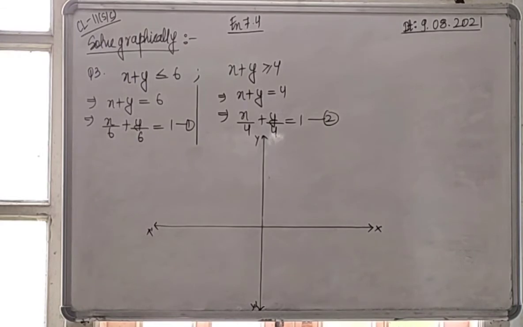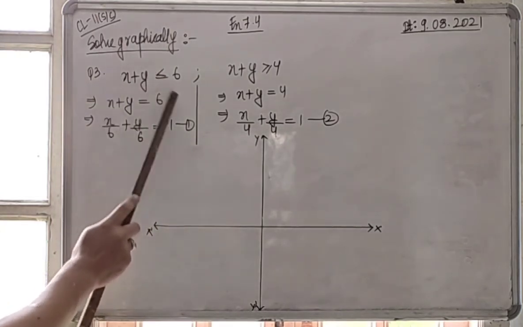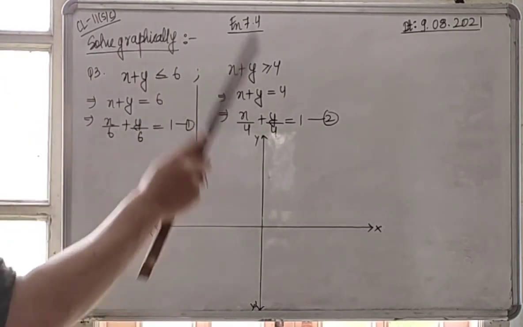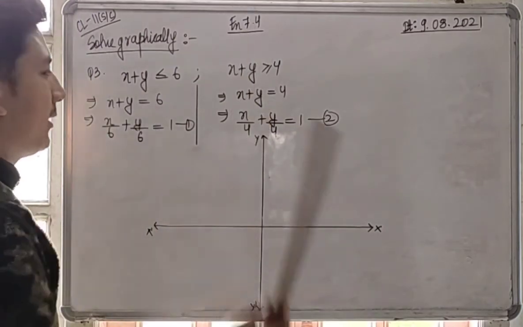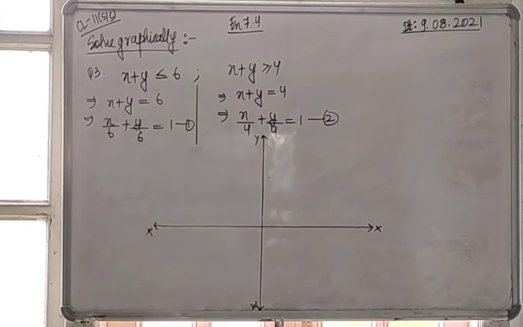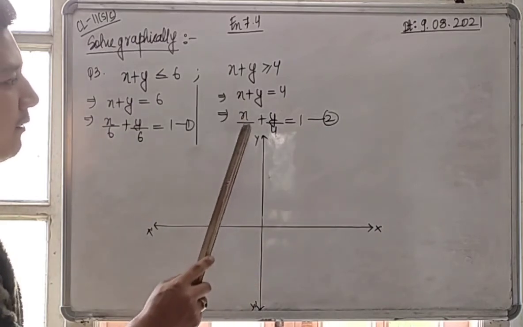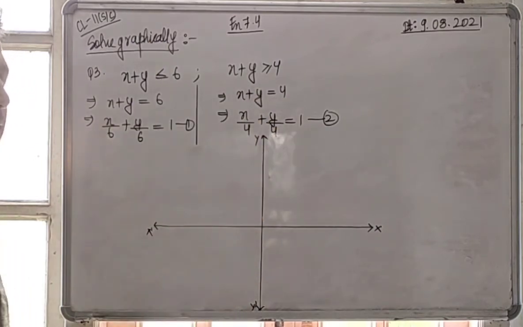All right, let's move to the next one, question number 3. The question says, solve graphically x plus y less than or equal to 6, x plus y greater than or equal to 4. You know the drill. Take them as equal to, and change them quickly into intercept form. So x by 6 plus y by 6 is equal to 1. The other one will be x by 4 plus y by 4 is equal to 1.